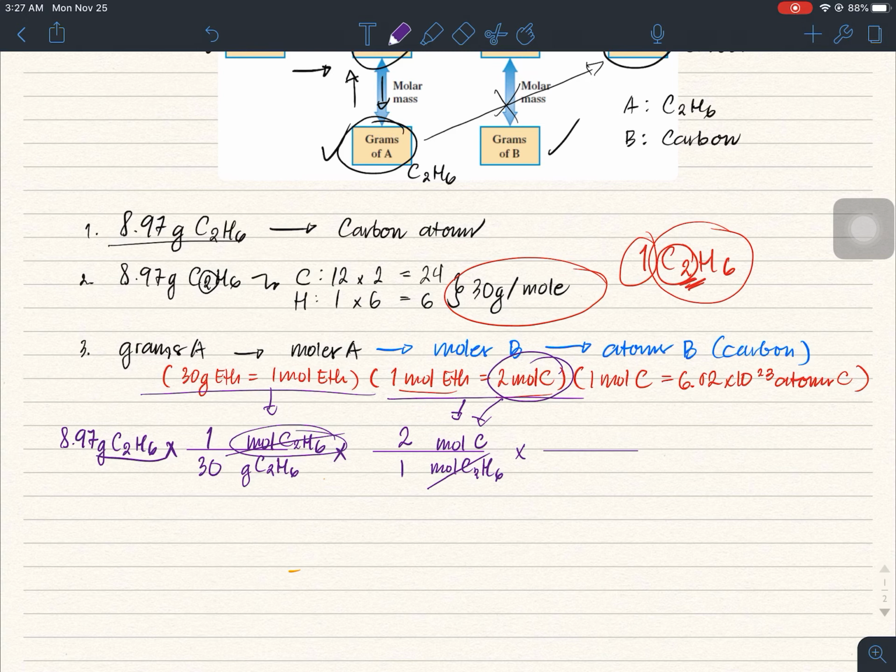So since you want to cancel moles of carbon this time, you put it at the bottom. And since you want to retain atoms of carbon at the top, and then simply get the conversion factor, input it to the formula. So you have 1 mole of carbon at the bottom, and then 6.02 times 10 raised to the power of 23 at the top. Input that in your scientific calculator, and you get 3.60 times 10 raised to the power of 23 atoms of carbon.